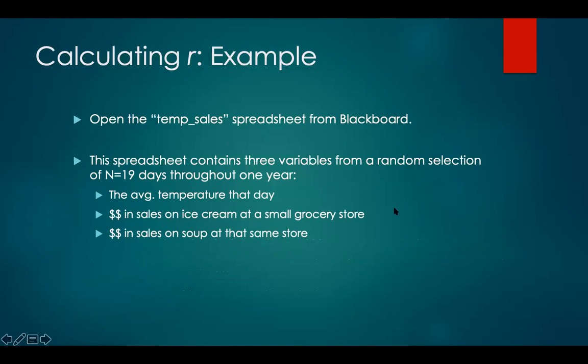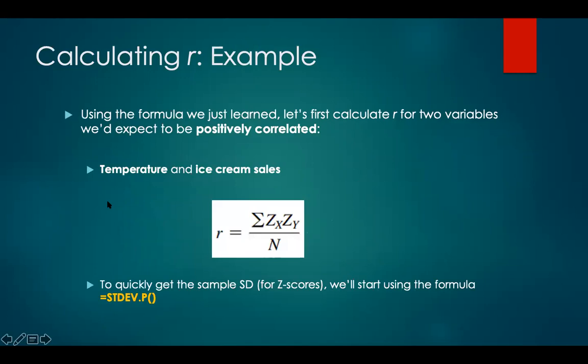So open up the temp sales spreadsheet from Canvas. This spreadsheet contains three variables from a random selection of n equals 19 days throughout the year. The variables are the average temperature on that day, the dollars in sales of ice cream at a small grocery store, and the dollars in sales of soup at that same store. So using the formula we just learned, let's calculate r for two variables we'd expect to be positively correlated, temperature and ice cream sales. And then we'll also calculate the correlation between temperature and soup sales, which we might expect to be negatively correlated.